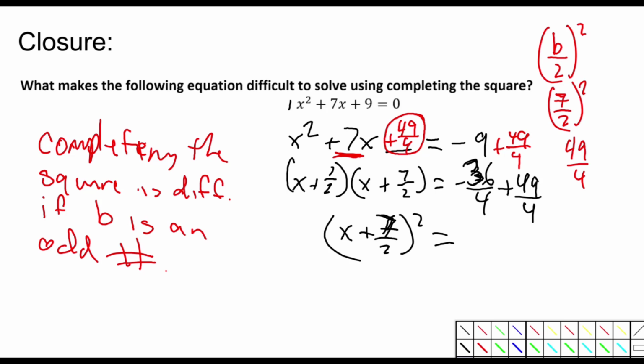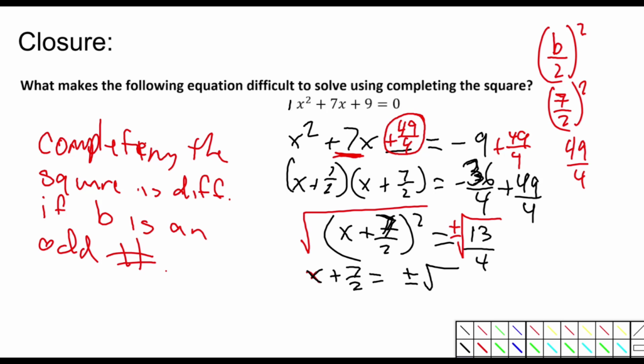So equals, what is that, 13 over 4, and finally we'll take the square root. So again, sorry, this one got messy. My tablet's bugging me right now. So you get x plus 7/2 is equal to plus or minus the square root of 13/4, and x is equal to negative 7 plus or minus the square root of 13, over 2. So again, we can still do the problem, but it's annoying.